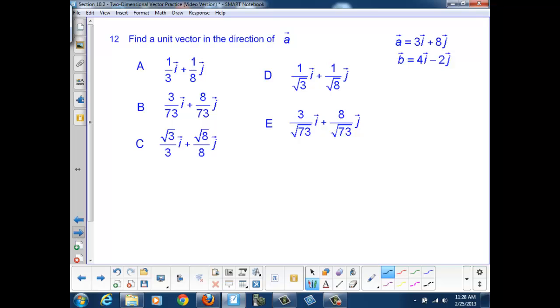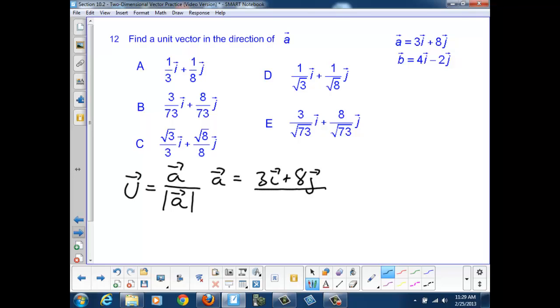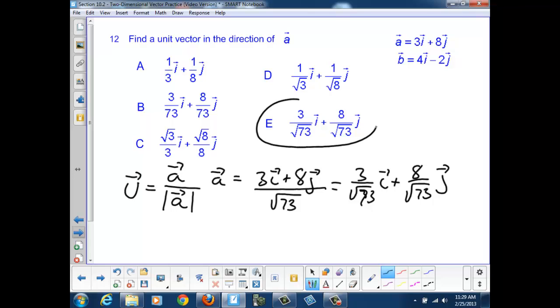Now, to find a unit vector in the direction of A, we have to remember the definition of a unit vector, where the unit vector is equal to our original vector divided by the magnitude of our vector. So we'll take vector A, 3i plus 8j, and divide it by the magnitude of our vector, which we remember was the square root of 73. So I can divide each of these components. So 3 over root 73 i plus 8 over root 73 j, which happens to be answer E here.